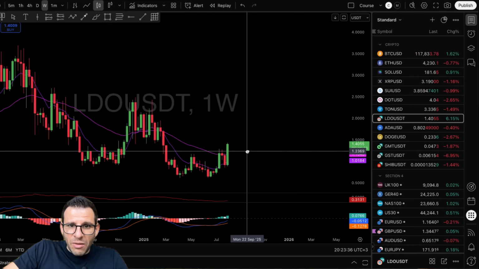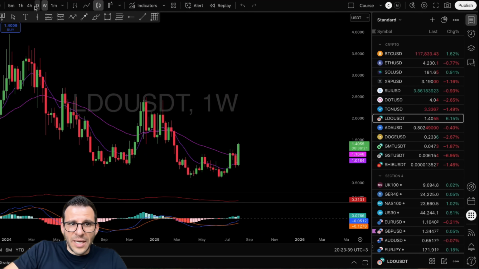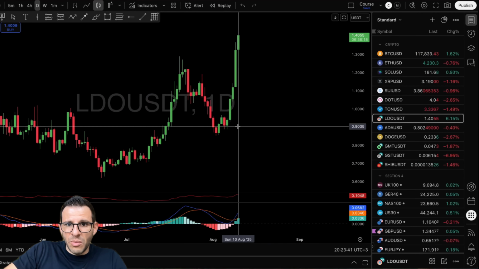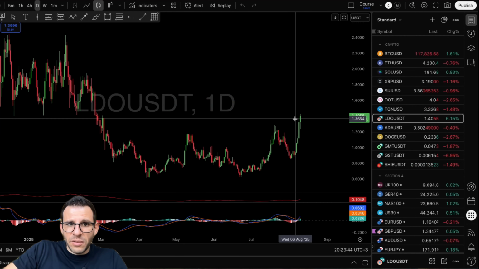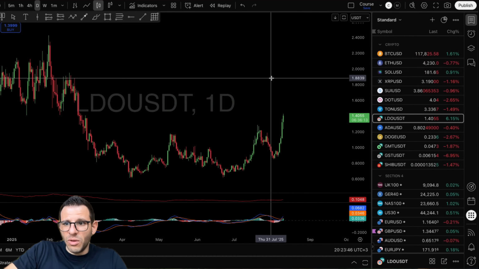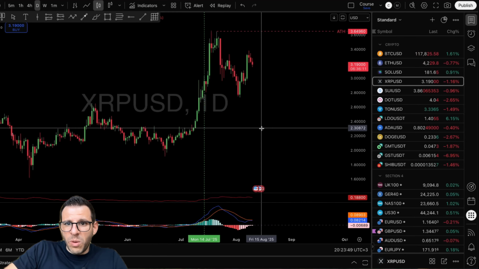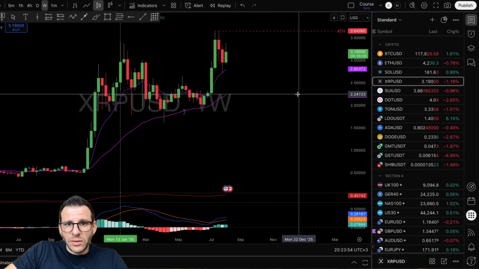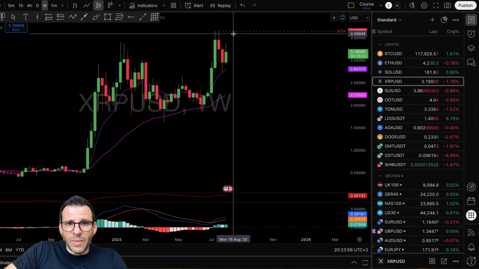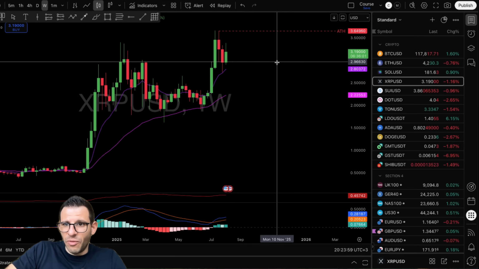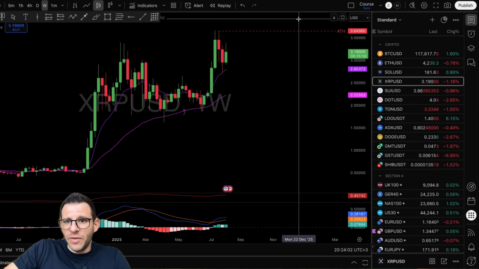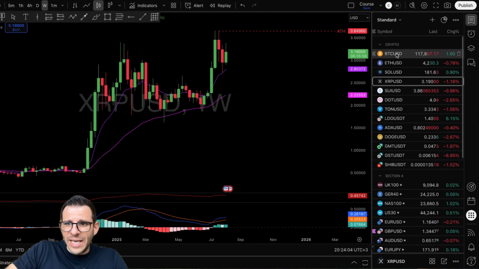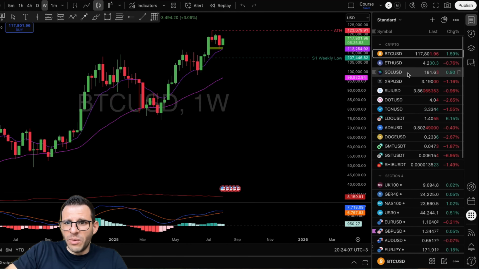The LDO US dollar was a nice surprise, especially yesterday with this bullish momentum. And yeah, the next target is going to be $2 here. Ripple or XRP on the weekly already made a new all-time high, so the market now is digesting the information. Let's see if it's going to push further, but I believe the game next week is going to be between Bitcoin and Solana.